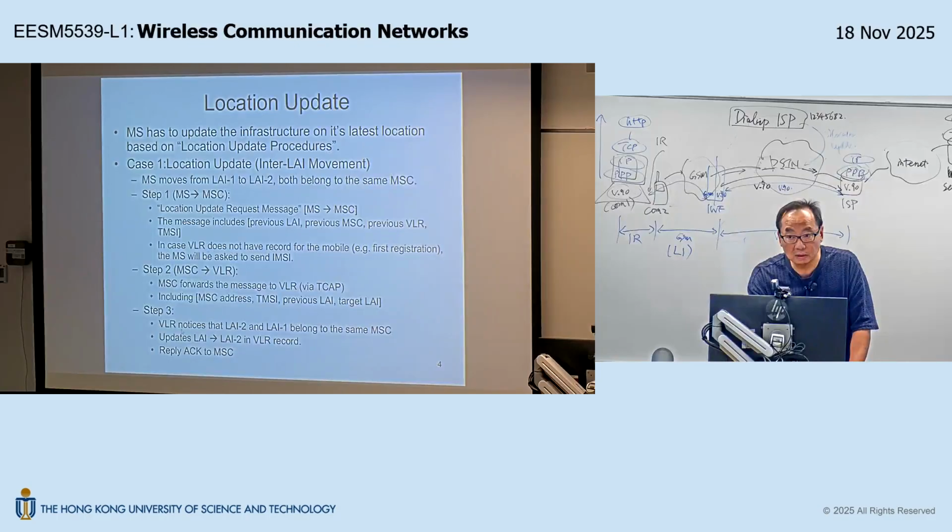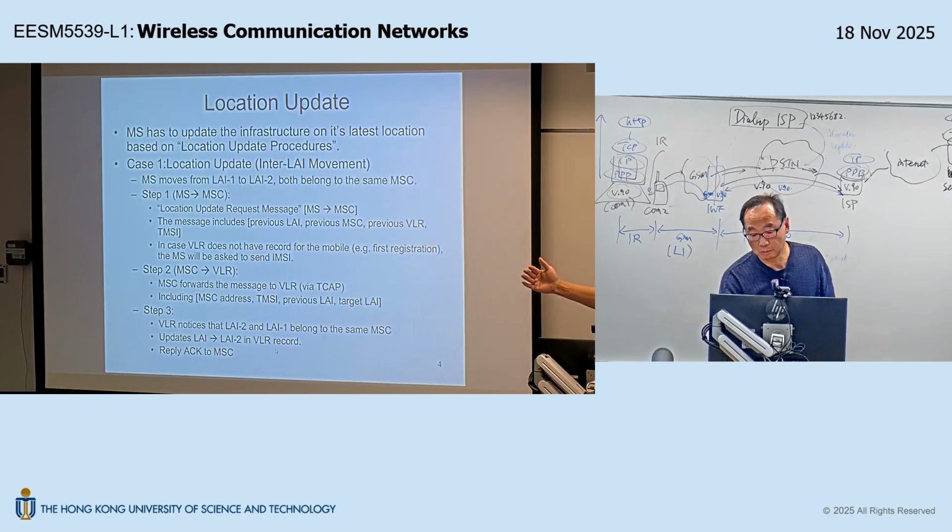Now in this case, fortunately, the visiting location register notices that LA2 and LA1 belong to the same mobile switching center. So it doesn't need to update the mobile switching center address. It just needs to update the location area record, which is local in the visiting location register. And this update will be completed in this case, because you don't need to update the record in the home location register. All right?